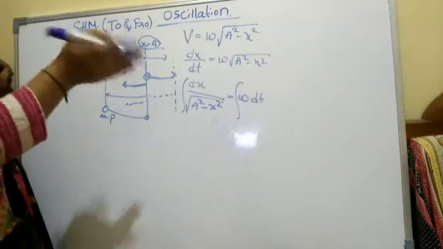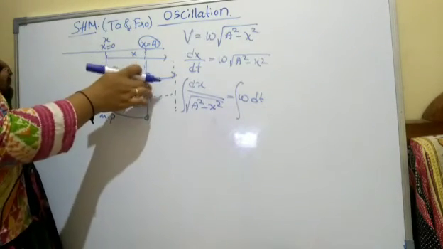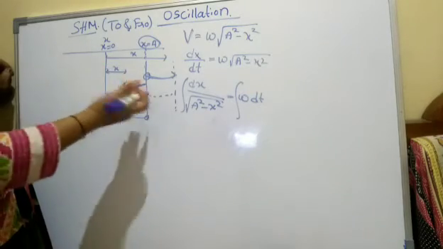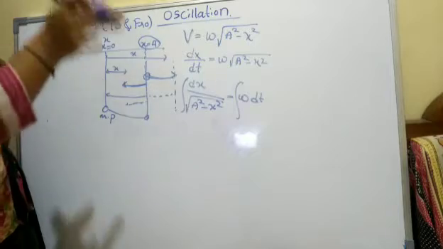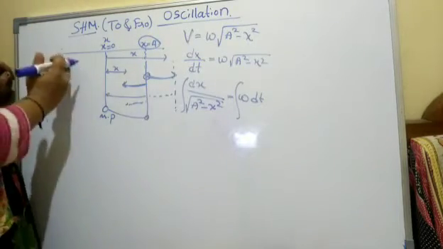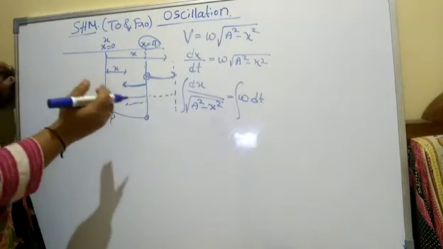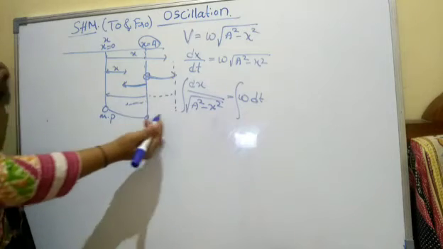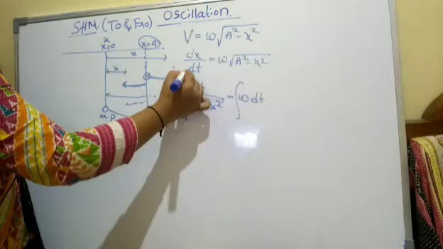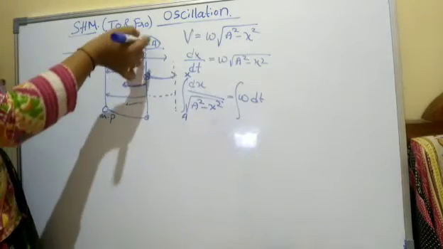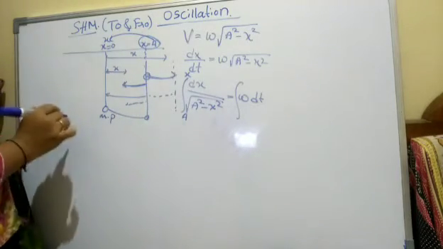That's why the force is experienced by the particle at the extreme position. You should remember that force is acting on the particle at the extreme position so that it moves towards the mean position. So here it is moving from a to x, so the displacement limits are a to x.